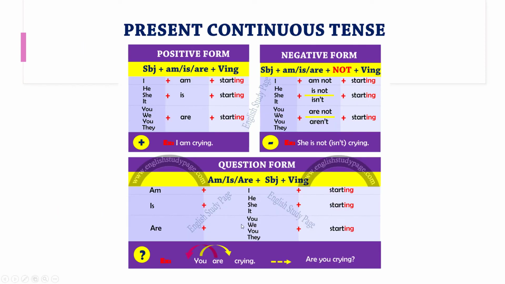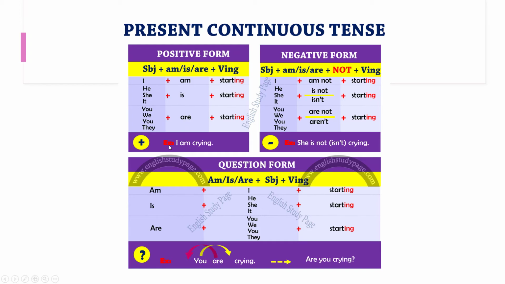Look at this table. Here we have the positive or affirmative form of present continuous, the negative form of present continuous, and the question form or the interrogative form of present continuous. Look, first, the subject, I, he, she, it, you, we, you, and they. Then the verb to be, am, is, and are. And then the verb with the ing form, starting. I am starting, he is starting, she is starting, and so on.